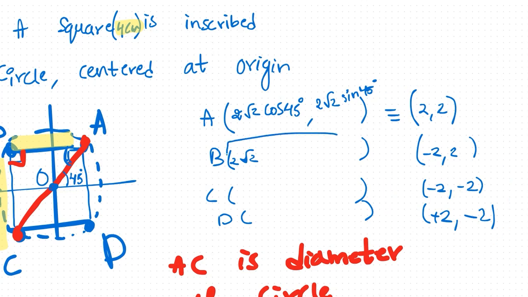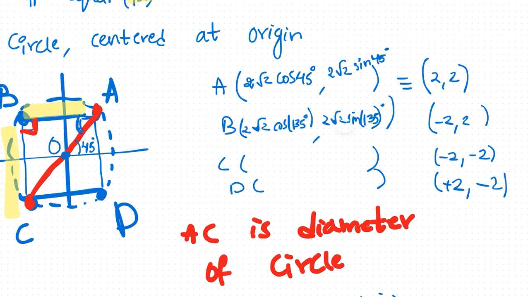Okay, can you tell me the theta for angle B? How much will it be? From the principal angle side, yeah, it'll be 135. So we have to write here cos 135, and 2 root 2 sine 135 for my coordinate. So we know that 135 means second quadrant. Sine will be positive, cos will be negative. Trigonometry will adjust to that.